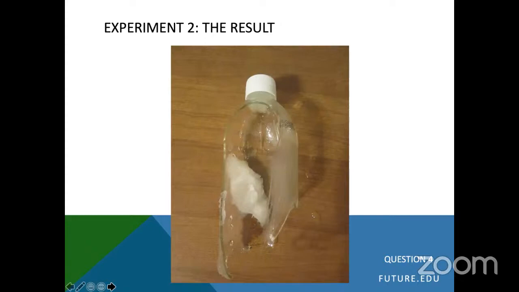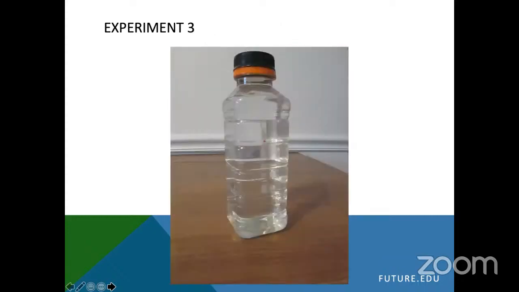All right, I got one more experiment. This one's a little bit more difficult, okay? So in my third experiment, I took a plastic bottle. I've got enough trouble on the glass in the refrigerator to not use a glass bottle this time. Took a plastic bottle, filled it up with water, okay, put it in the freezer, came back the next day, and it looked like that.